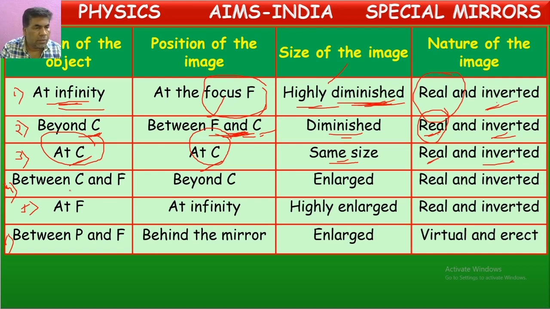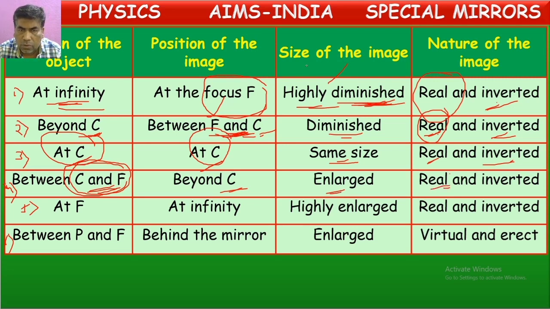Next, when the object is between C and F, what happens? The image will move further. It goes beyond C. Image is formed beyond C. What is the nature of image? Enlarged. Size increased.